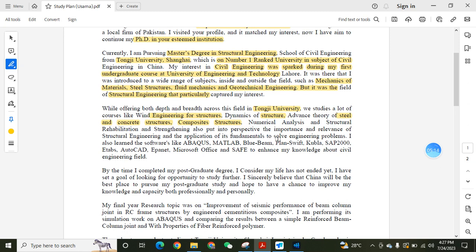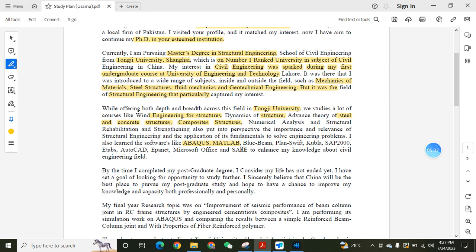And I mentioned the software I learned: Abaqus, MATLAB, Bluebeam. Bluebeam Plan 50 I learned in my job. Also Tekla, SAP2000, ETABS, AutoCAD, EPANET, and as basic requirements, Microsoft Office and SAFE. All of this software is mostly related to structural engineering.